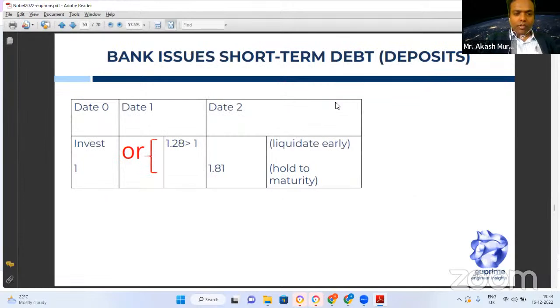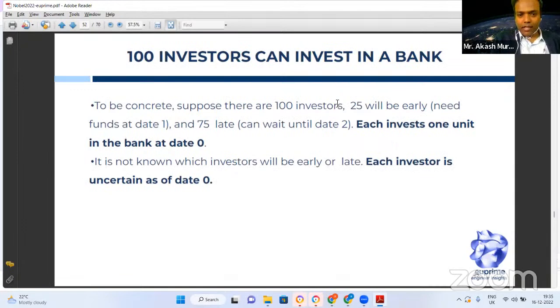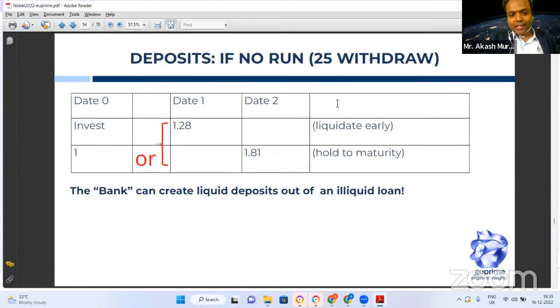Now, the issue is, and they have taken an example wherein, let's suppose there are 25 depositors who want the money back in the first time period, and there are 75 depositors who are willing to wait until the second time period to get their money back. So 25 times 1.28 is about 32. And 32 people want to liquidate immediately, and the rest, 68, are willing to hold. That is the ratio at which the bank will be making money on these 100 deposits. So that is what is getting calculated here. And this is all part of their Diamond-Dybvig model. It explains this in greater detail.